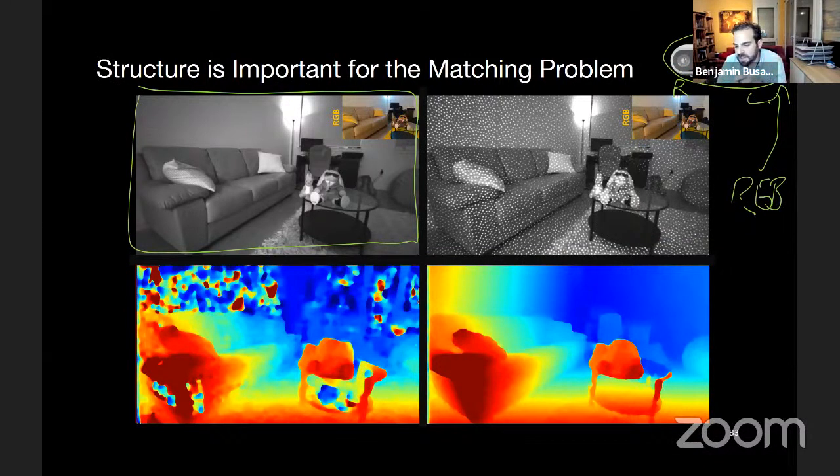If we look at this without this projector, we would get an image such as the one on the left here. And we see there are parts of the image, for instance here, where there's not a lot of structure. And if we don't have a lot of structure, it's quite difficult to actually perform this matching task.